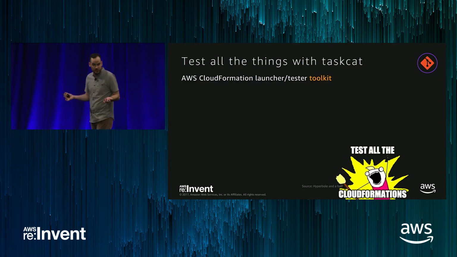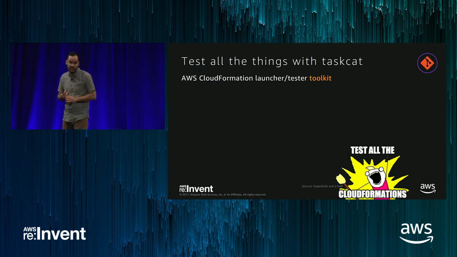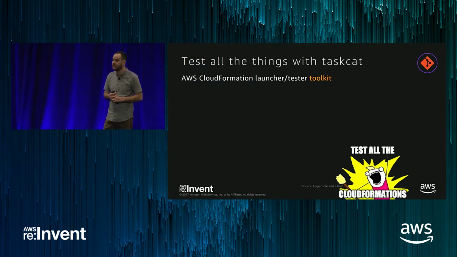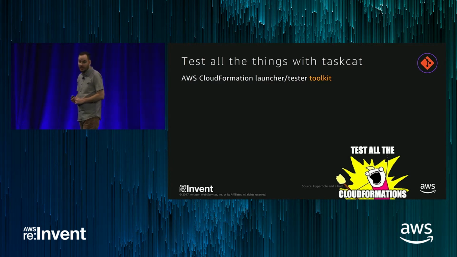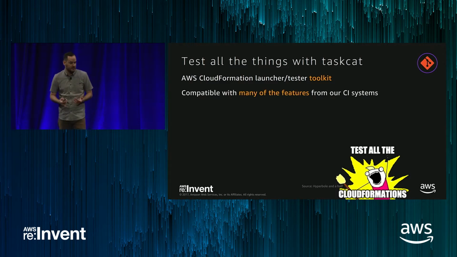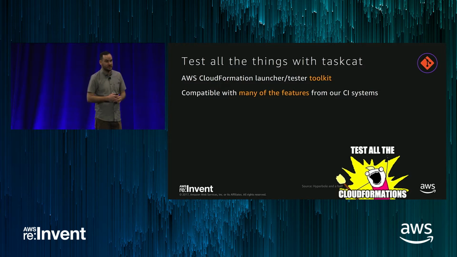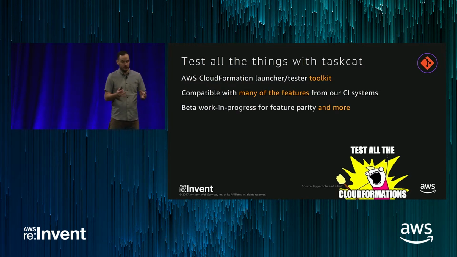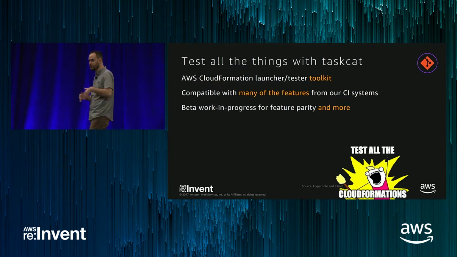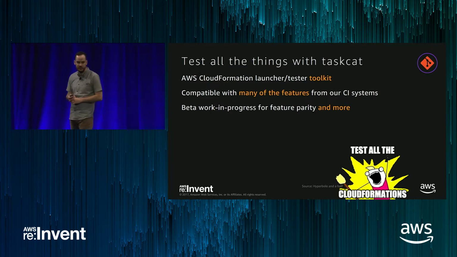We also have an open source tool called Taskcat, and it's an AWS CloudFormation launcher and tester toolkit. A lot of our partners are using it. We're getting a lot of great feedback. It's compatible with many of the features that we have on our CI systems today that we use for Quick Start. It's currently in beta. It's a work in progress, so we're still trying to add more feature parity with our CI systems.